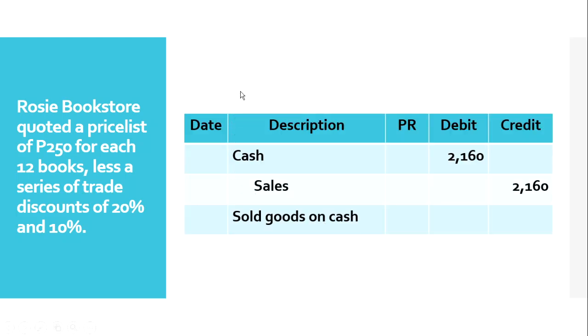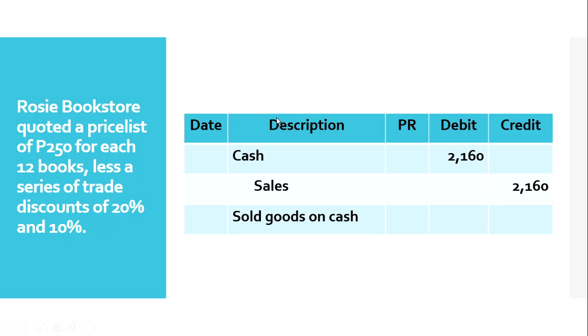Okay, to journalize that or to record the transaction, our debit is cash, which is 2,160, and then credit sales, 2,160. Our explanation, pwede na ang sold goods on cash. Again, reminder lang, pagdating sa trade discounts, whether single discount or series of trade discounts, no need na i-record yung discounted price. Just the invoice price.